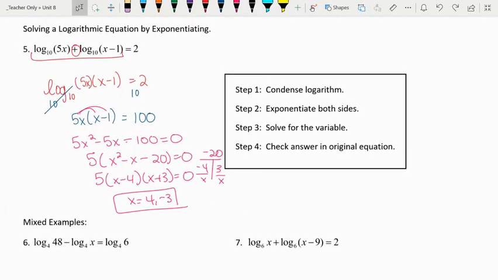So at this point, we do need to check our answers. And what you want to check is when you're about to start exponentiating. So if we plug in a 4, we would end up with a positive. And if we plug in a negative 3, we would also end up with a positive. So both of those end up working.